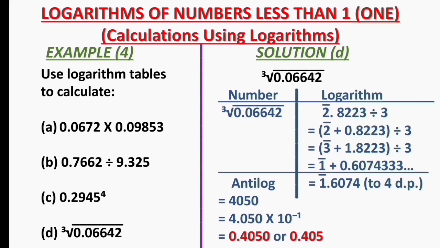We are approximating to 4 decimal places because we can only check 4 figures in our 4-figure table. So checking out the anti-logarithm of the result, which is bar 1.6074, our final answer is 0.4050 or 0.405 because the last 0 is not significant after the decimal point. I hope question 4 is clear to you for calculations using logarithms.